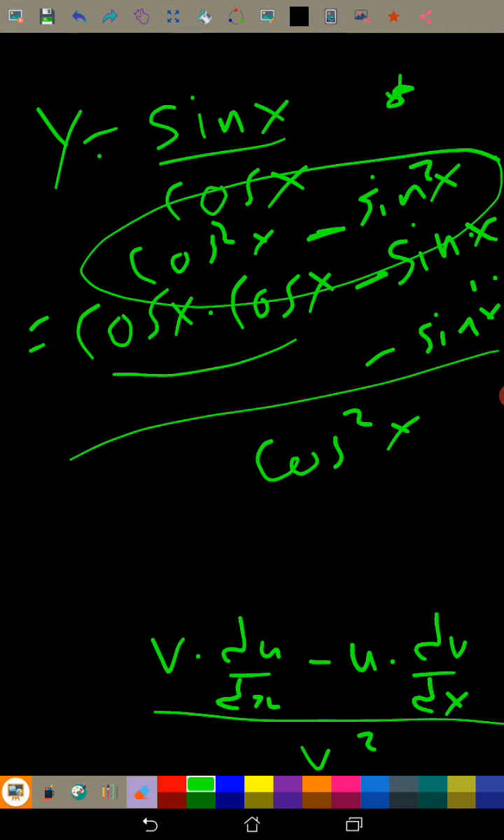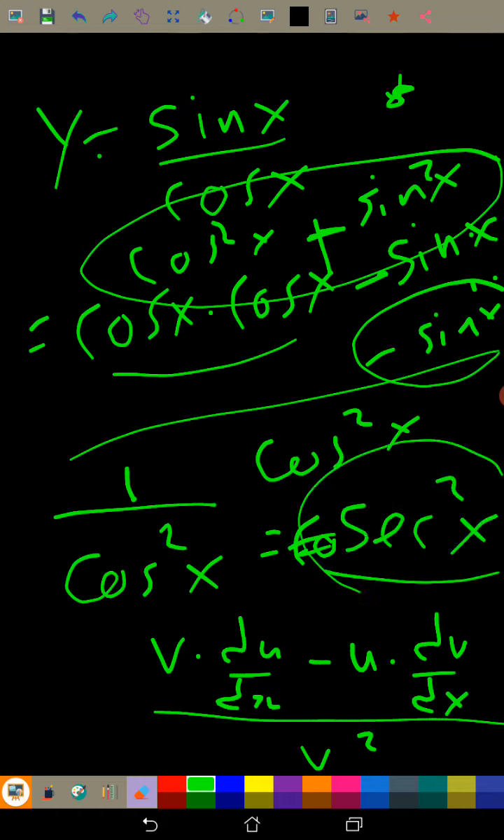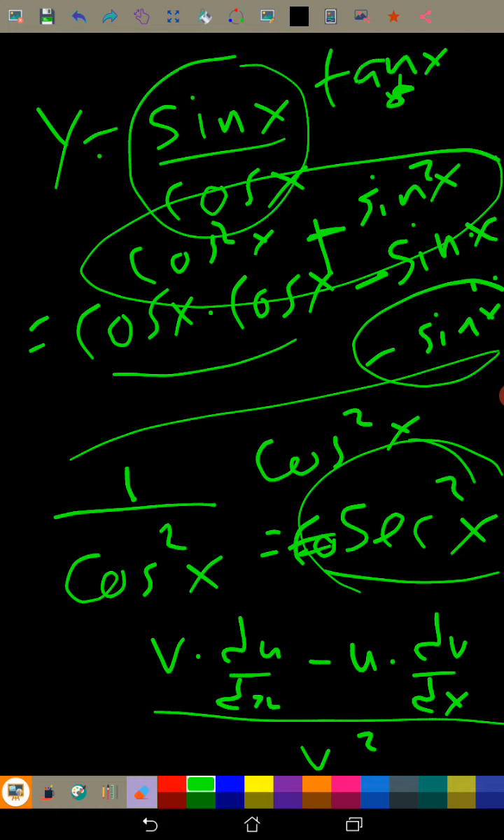But from identities, we know that there is something quite similar. Actually, no, because here we have minus, minus is plus. So it's going to be 1 over cos square x, and that is sec square x. So if you differentiate tan x, you get this. Okay, that was a revision of this.